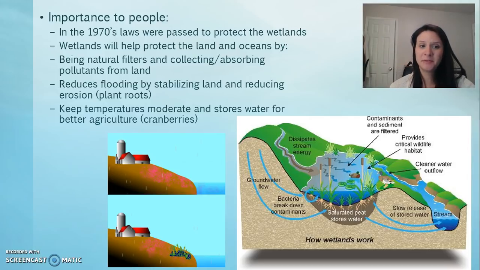Wetlands are perfect for this because the water in them keeps the temperatures at a pretty moderate level, so you don't really get extreme temperature changes. And the wetlands will actually store water for longer, so in times of droughts or dry times, the wetlands will still be able to produce plenty of nutrients for plants.